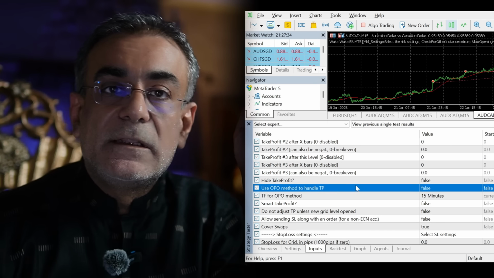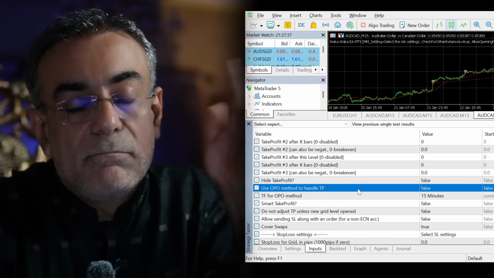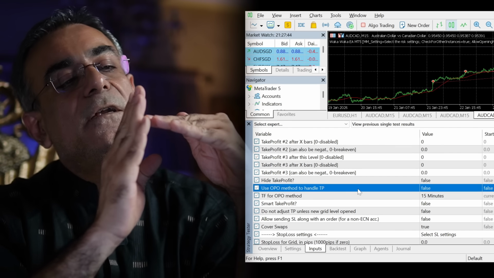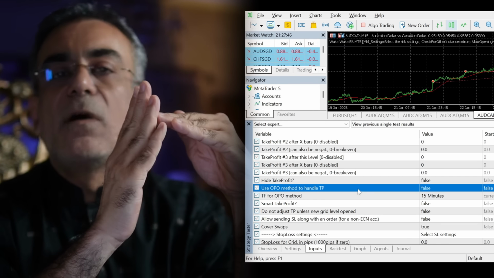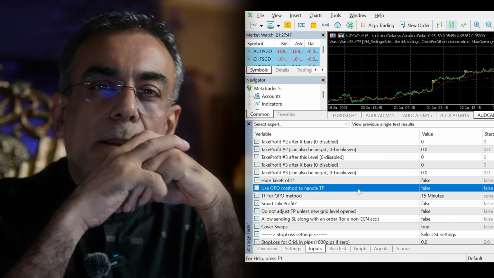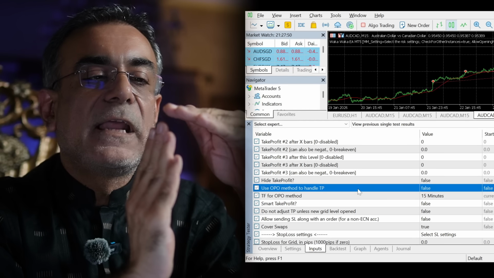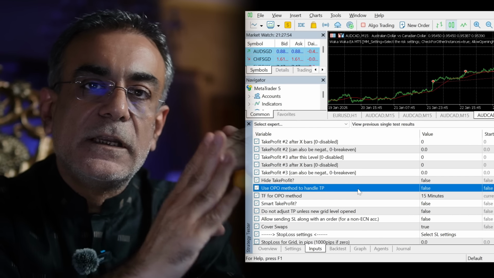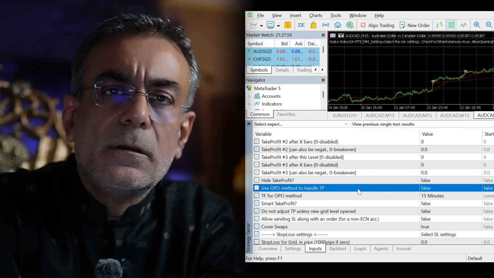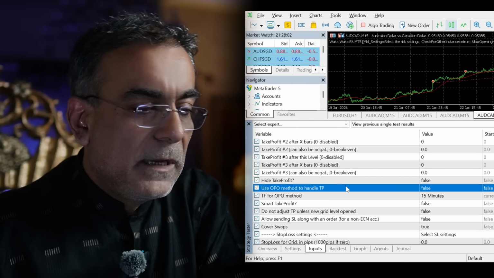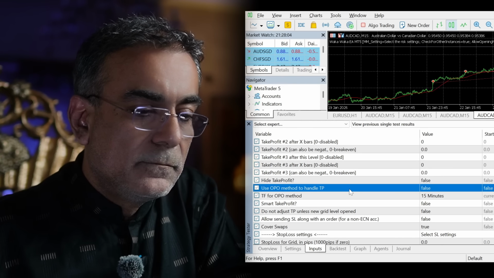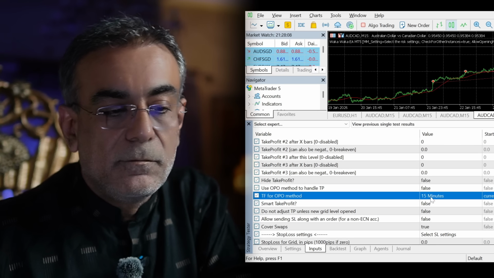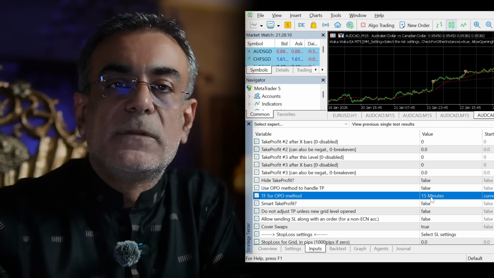And then the OPO method for taking TP, once again, is stupid, which is: here is my TP level, but only take the take profit if the bar closes above it. Like why? Why would you risk that your TP was hit, but the bar didn't close above, it closed below, so you didn't hit your TP? Why would you want to do that? But anyways, open price only method to handle TP. And then the time frame for OPO method, well, you can define a different one from the main time frame.